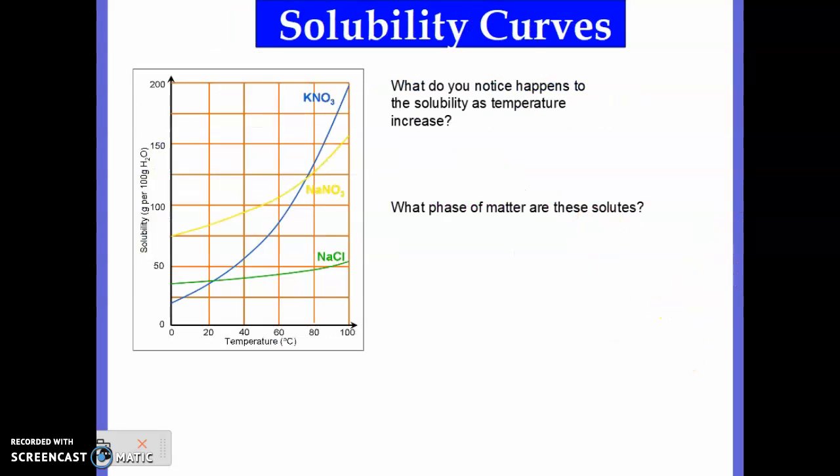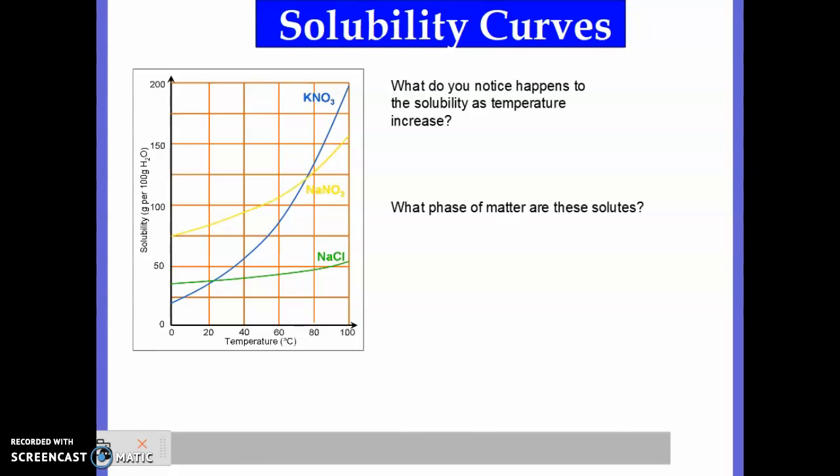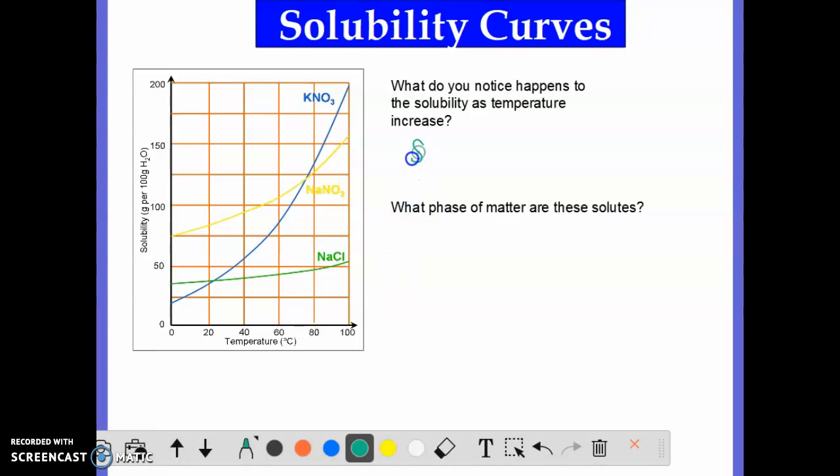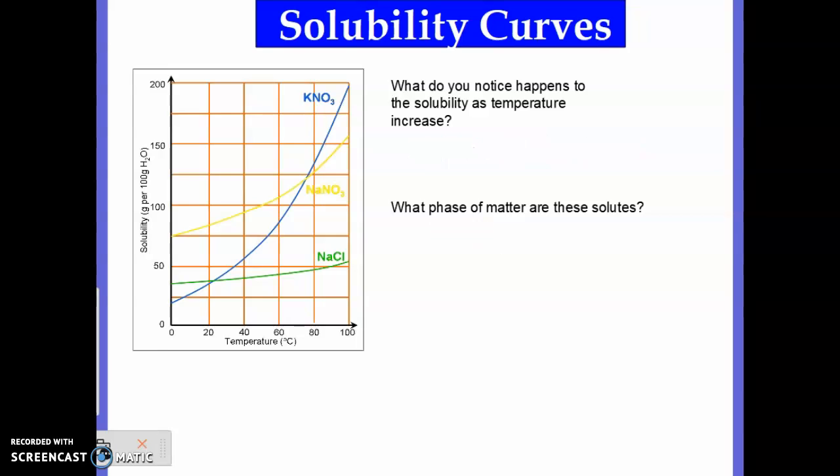What do you notice happens to the solubility as temperature increases? Well, as temperature increases, we're going from left to right on the graph, and each of these curves is going to increase as well. So, as temperature increases, so does solubility. Okay, what phase of matter are all of these? Sodium chloride is our most common one. That is table salt. So you know that this is going to be a solid. So as temperature increases, solid solubility will also increase.